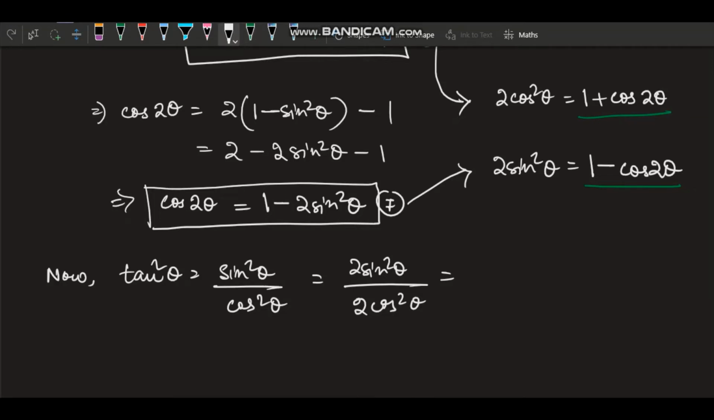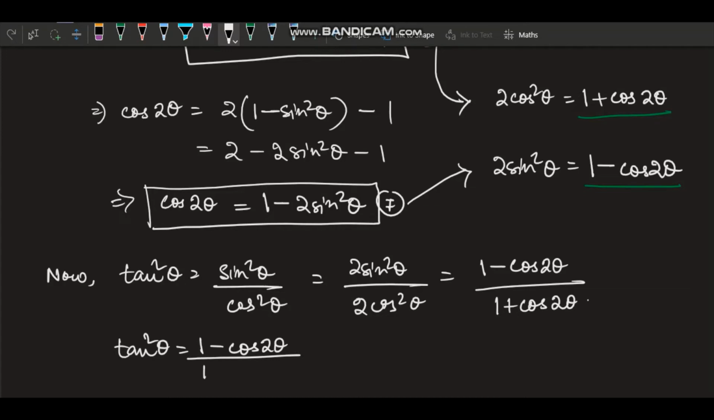So what are we getting? We are getting 1 minus cos 2 theta by 1 plus cos 2 theta. So we have tan square theta equals 1 minus cos 2 theta by 1 plus cos 2 theta. Simple, right? Next, we will find the value of tan 2 theta.